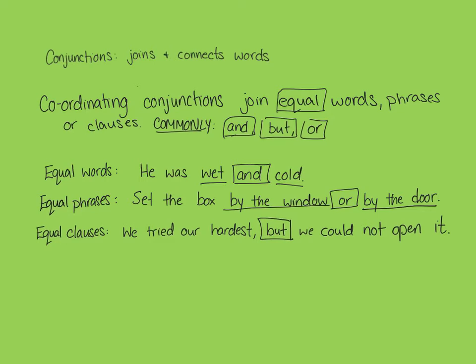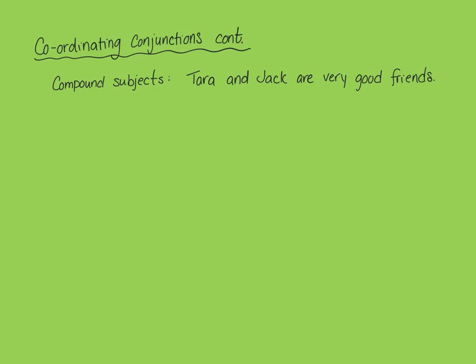For equal clauses, we could have the sentence, we tried our hardest, but we could not open it. So our 2 equal clauses are, we tried our hardest and we could not open it. Coordinating conjunctions are used to create compound structures.